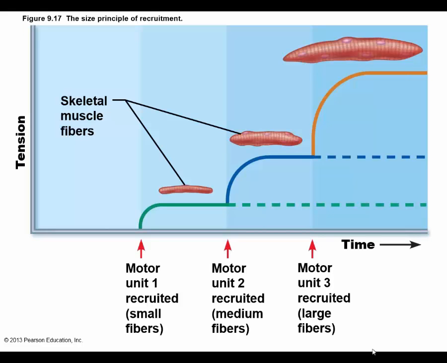So this is, again, just showing that we're always going to activate the motor unit that controls the smallest muscle fibers. Eventually, when you start to get stronger and stronger contractions, you'll start to activate and contract larger and larger muscle fibers. It just goes by size. Our body wants to be as lazy as possible, just like we do.